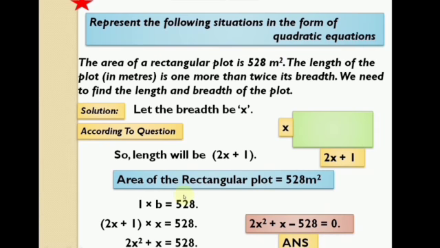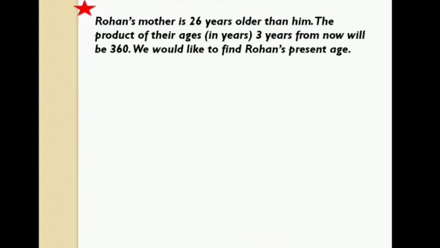So student, we can easily convert this type of real life situation into the form of a quadratic equation. Another situation is: Rohan's mother is 26 years older than him. The product of their ages 3 years from now will be 360. We would like to find Rohan's present age. Read the first sentence again. Rohan's mother's age is depending upon Rohan's age.